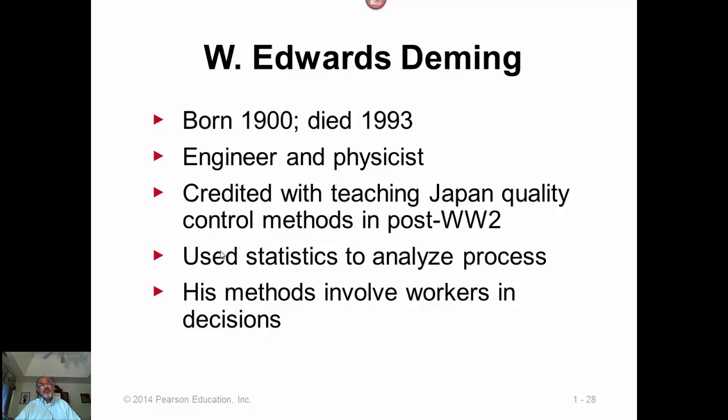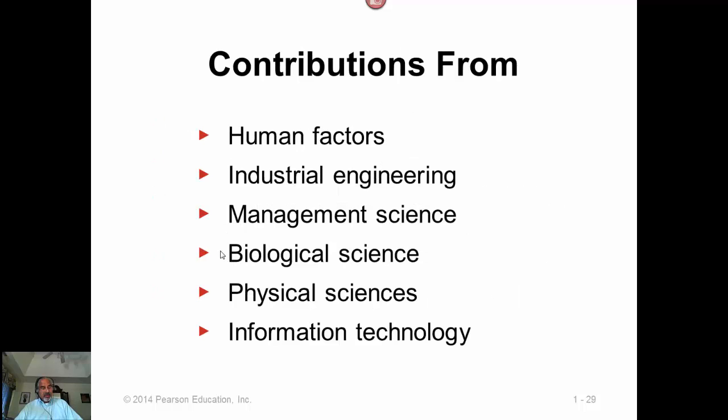And there are contributions from other areas also. It's not only the production people. So there were inputs from human factors and industrial engineering, management science, which is linear programming and that kind of stuff, biological sciences, physical sciences, and information technology. All of these different areas were involved. Their contributions were significant in improving production efficiency.